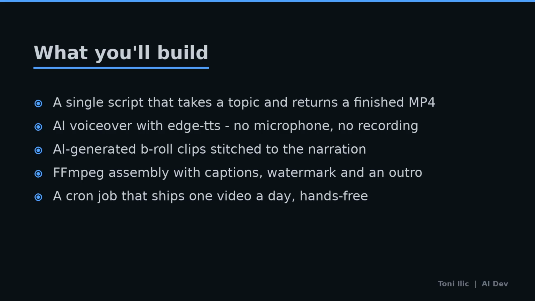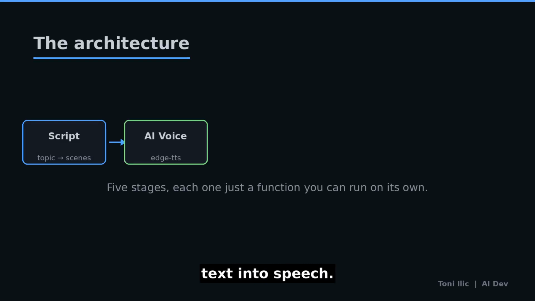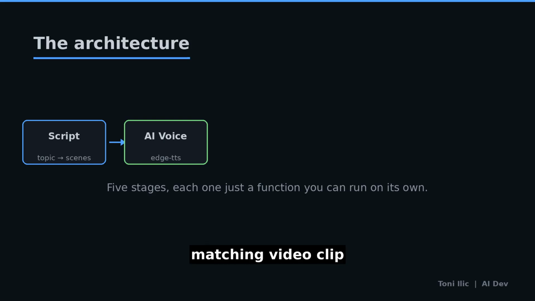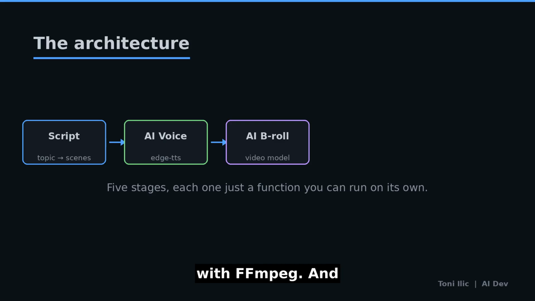The whole thing is just 5 stages. First, turn a topic into a structured list of scenes. Second, turn each scene's text into speech. Third, generate a matching video clip for each scene. Fourth, assemble them with FFmpeg. And fifth, upload the result.